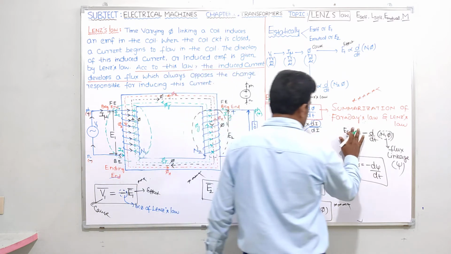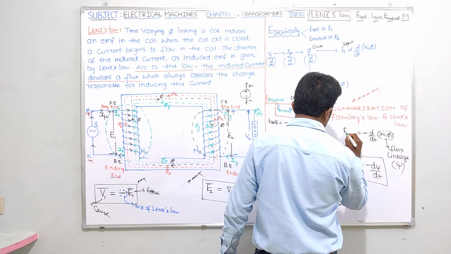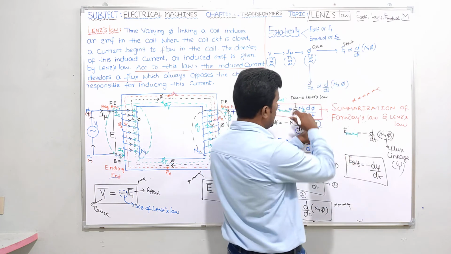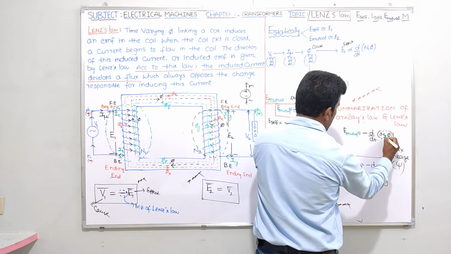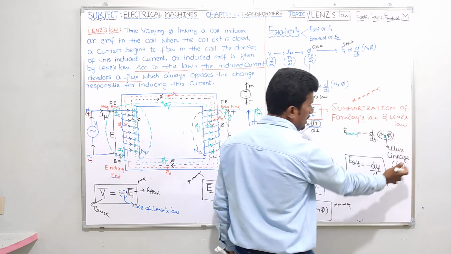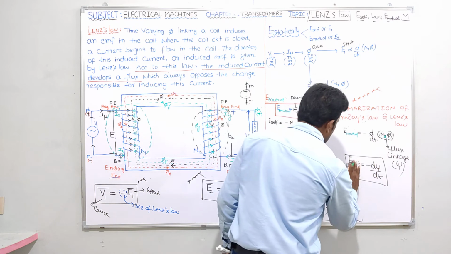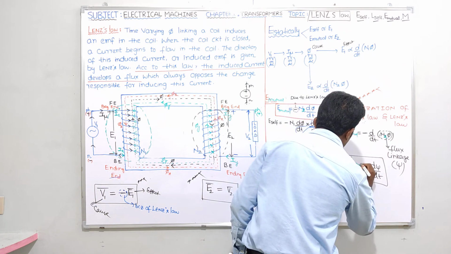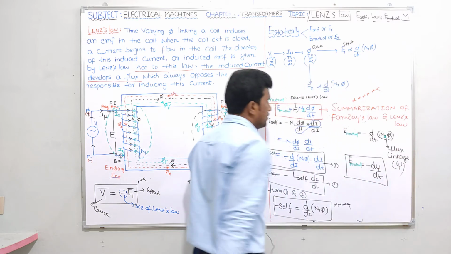So please, in place of Eself, write Emutual: minus d by dt, taking n2 inside, n2 into pi. n2 into pi means flux linkage, nothing but psi. So Emutual is equal to minus d psi by dt.